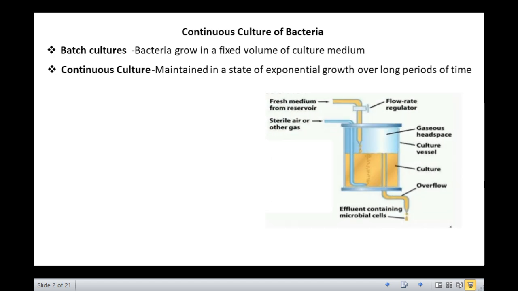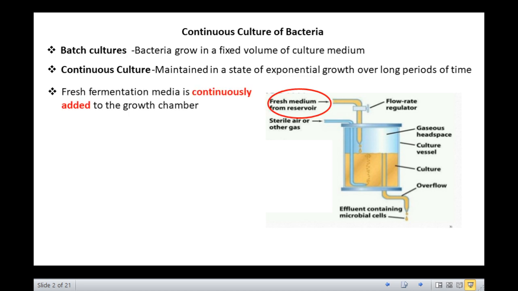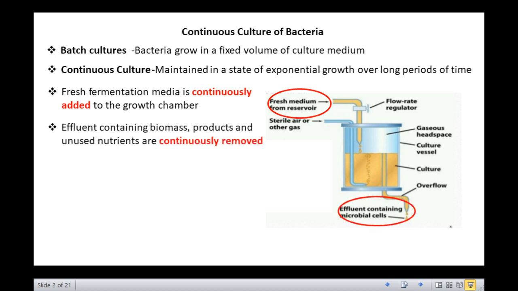In a continuous culture, fresh fermentation media is continuously added to the growth chamber while effluent containing the biomass, products, and unused nutrients is continuously removed. Thus, the volume of the liquid in the growth chamber is maintained constant. The growth rate of the cells in the growth chamber is proportional to the rate of loss of cells through overflow, and hence automatically to the rate of inflow of the fresh medium.